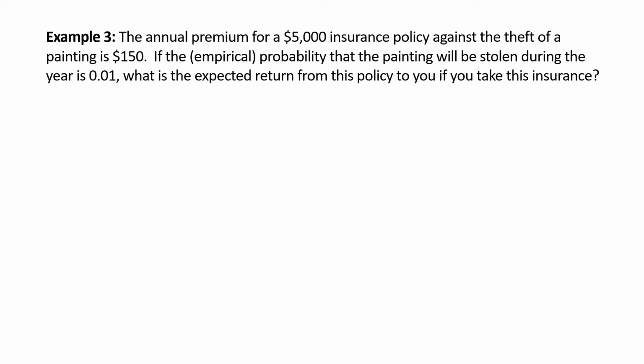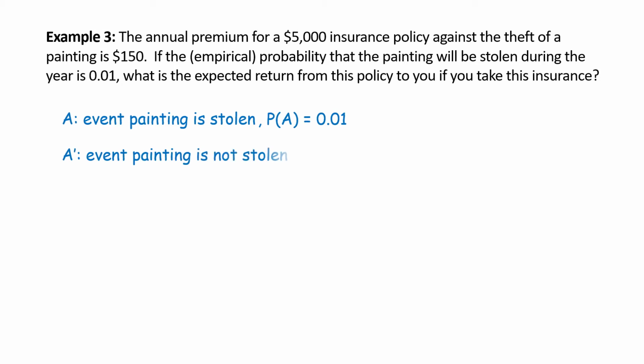Let's identify our events. We'll let A be the event that the painting is stolen. The problem tells us that the probability of that likelihood is 0.01. The complement of the painting being stolen is that the painting is not stolen. And the probability of that complement is 0.99. Now we have enough information to set up our expected value table.